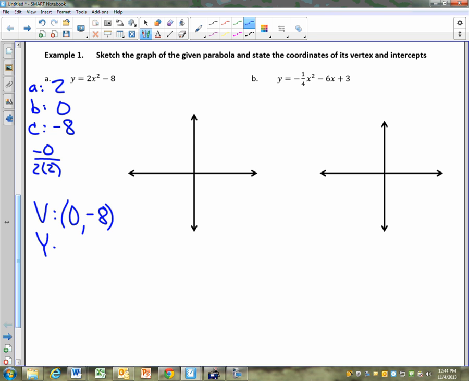What is the y-intercept? Your chart on the back says that the y-intercept is always which value? The c value. And so the y-intercept is negative 8. Notice that in this case, it's the same as the vertex. That's not always the case, but in this case it is.